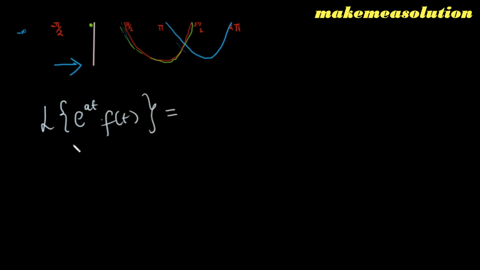What is this going to give you? The Laplace transform of exponential at multiplied by f of t. According to the shift theorem, it's going to give you f of s minus a. So this is a right shift, or a delay, right? So f of s and f of t form a Laplace transform pair.